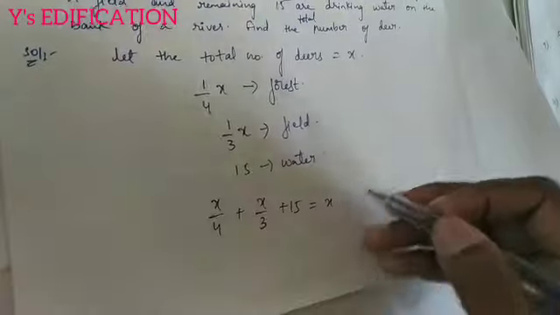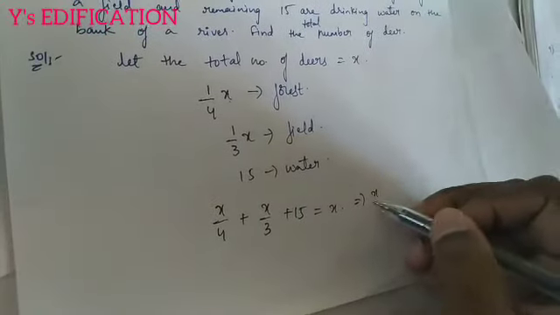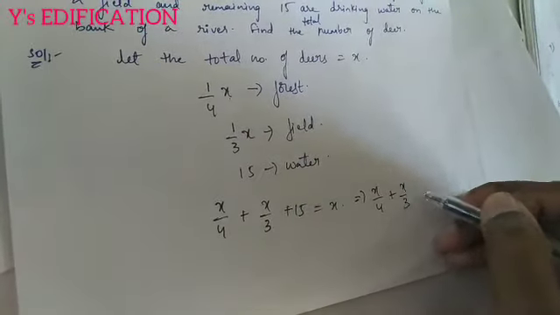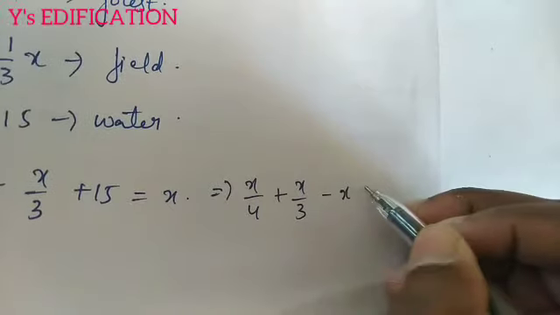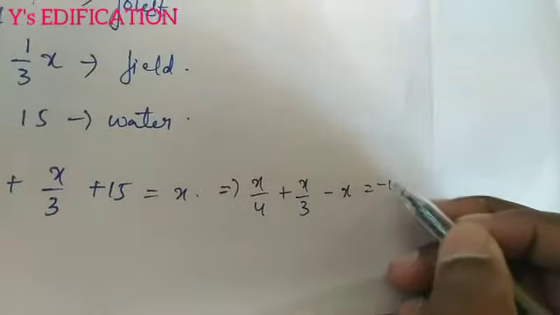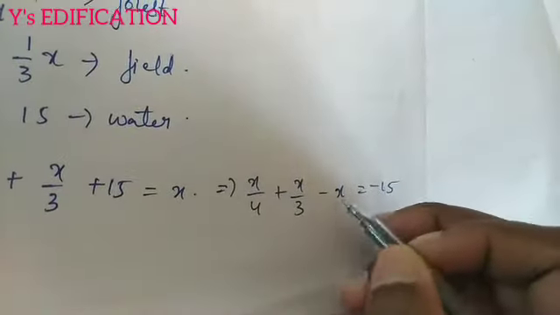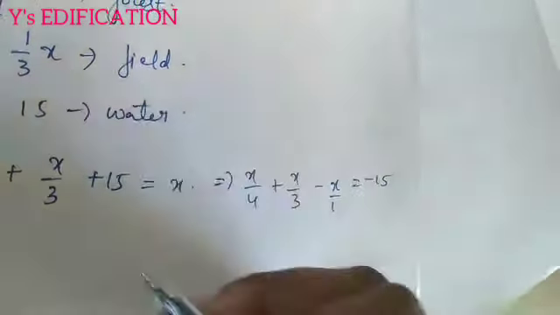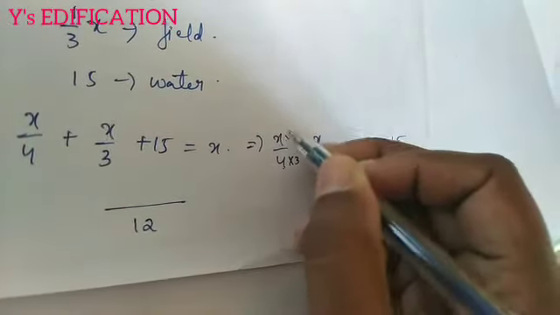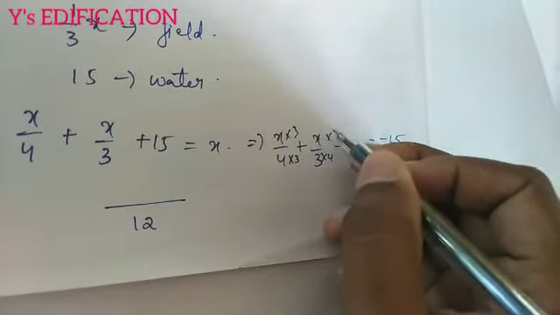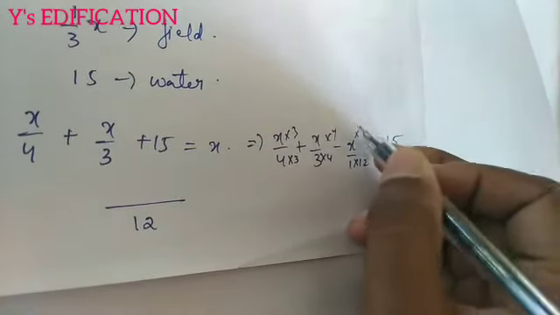Now I am going to write the variables on one side. x by 4 plus x by 3 minus x is equal to, when we transpose it, it will become minus 15. So now take the LCM. So 4, 3, 1 LCM will be 12. So we have to multiply this number with 3, this number with 4, and this number with 12.